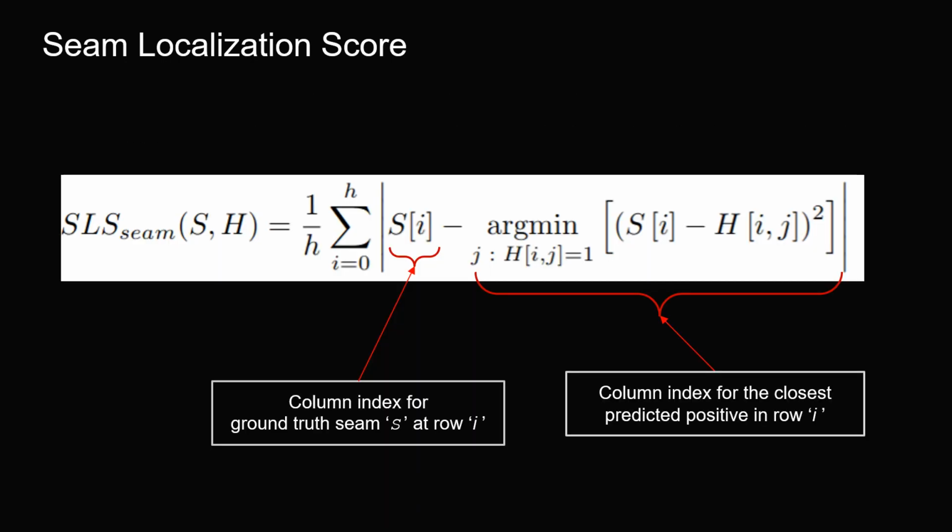Here's the full formula for the seam localization score, where we're summing for each row I the number of pixels away the closest predicted positive is to the ground truth. So specifically, S of I would be the column index for seam S at a row I, which is the first term. And it's also included in the second term, which is the closest column index to the nearest ground truth positive. And if there were no predicted positives for a particular row I, the second term is set to W, the width of the image. And this means that the SLS ranges between 0 and W for a single seam.